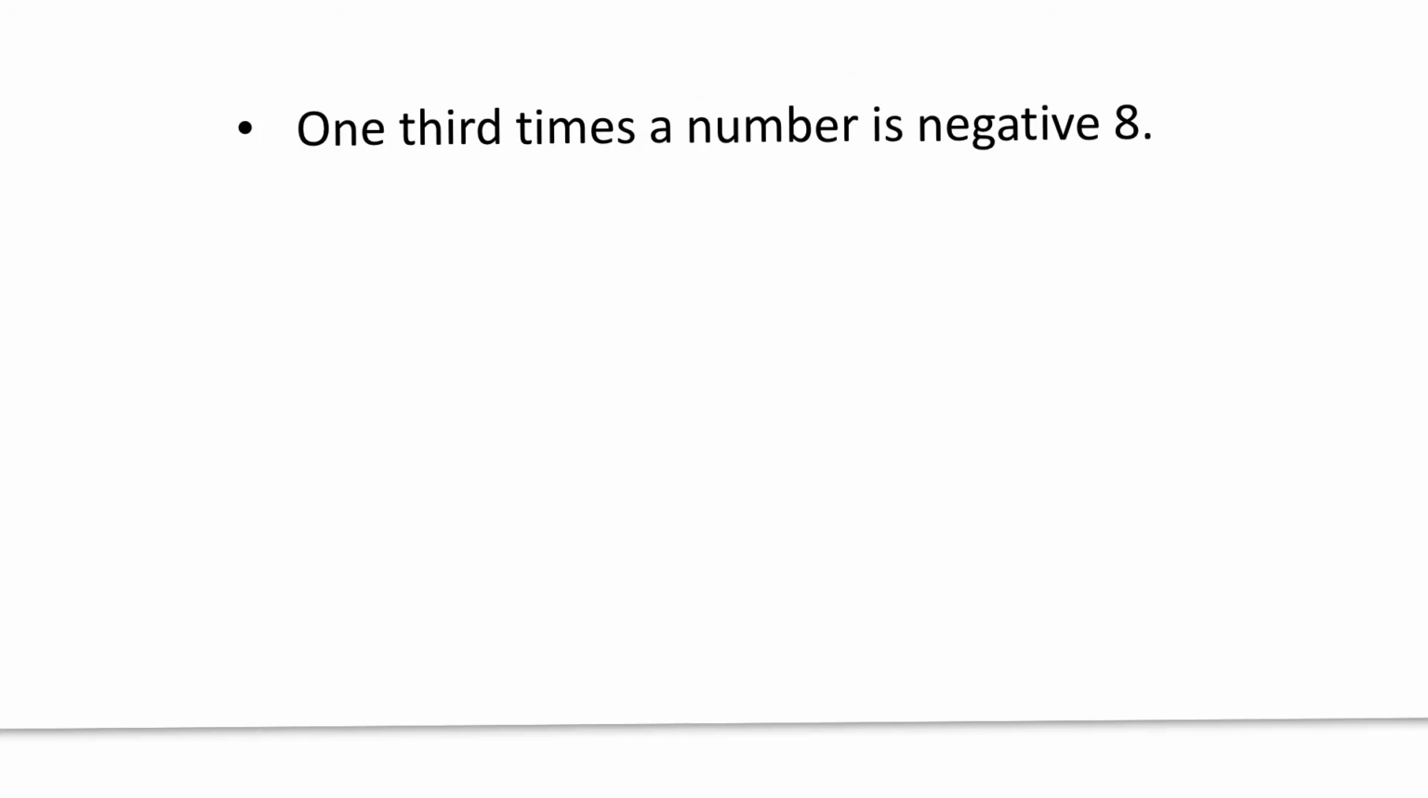And the last one I'm going to show you today is how to write an equation from a sentence and then solve that equation. So if you read the sentence here, it says 1/3 times a number is negative 8. So we know we have to multiply. We know what is 1/3. Number is just a variable. I'm going to pick the variable x. So I'm going to put the equation. I'm going to write it down.